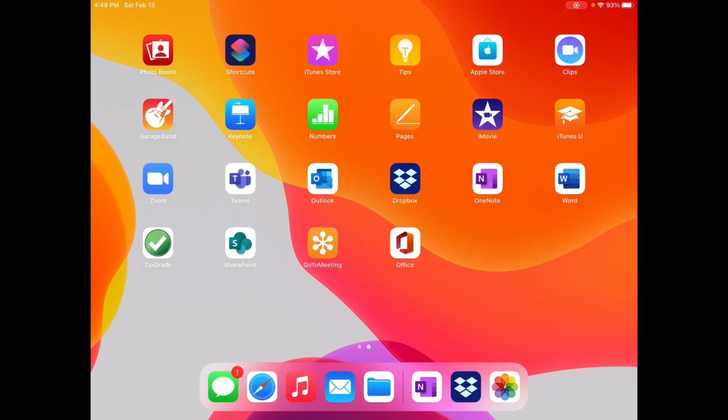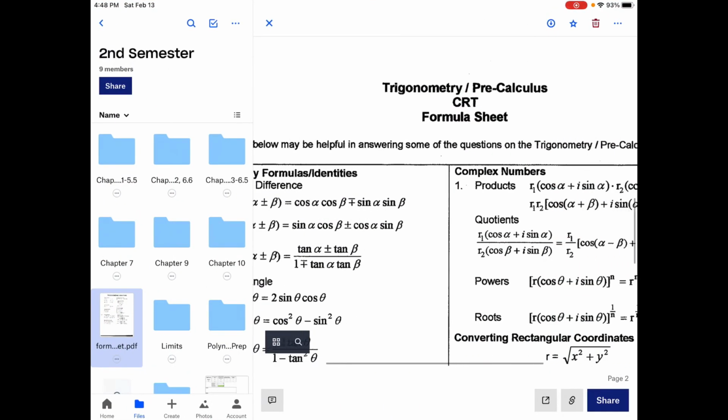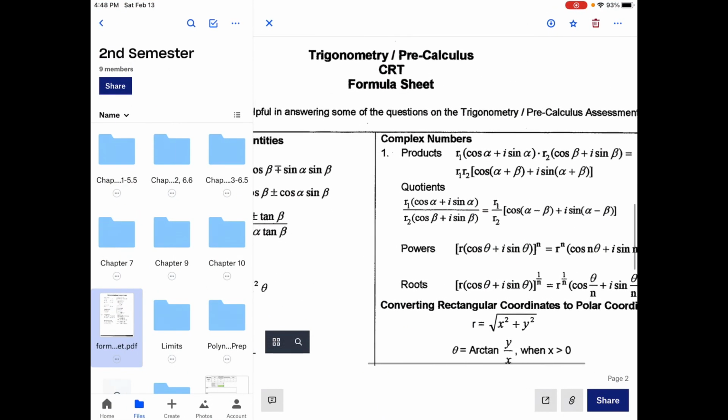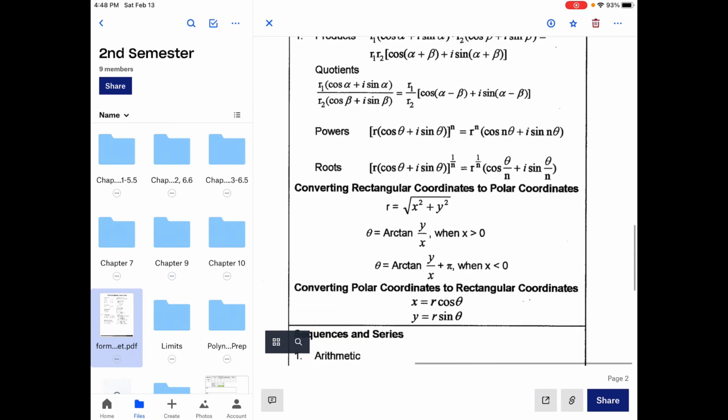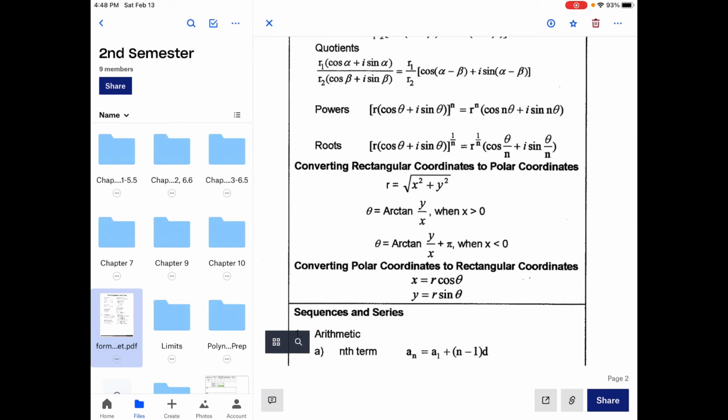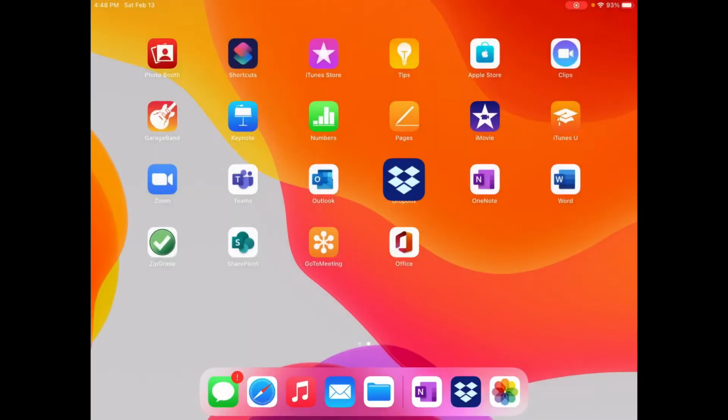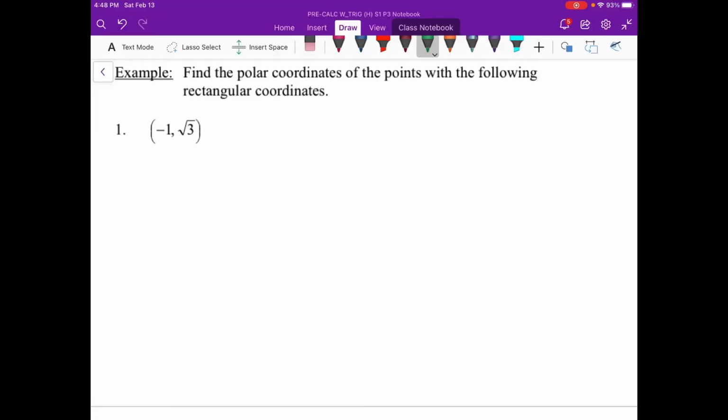So I want to show you really quick where on your golden ticket you're going to find these. It's on this side, the CRT formula sheet, and you're looking on the right hand side for complex numbers. You see right here it says converting rectangular coordinates to polar coordinates and then polar to rectangular. So the bottom part is what we just did. And now we're going to be using the rectangular to polar. So we're going to be solving for r by doing the square root of x squared plus y squared. And then that's where the arc tangent comes in. Remember, you're asking where in the unit circle does tangent equal this.